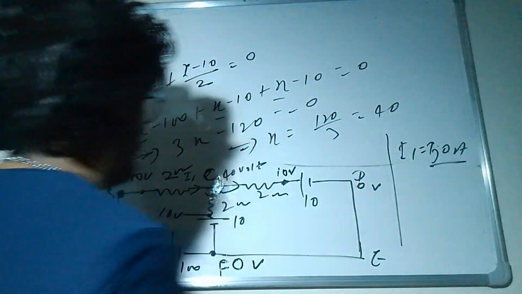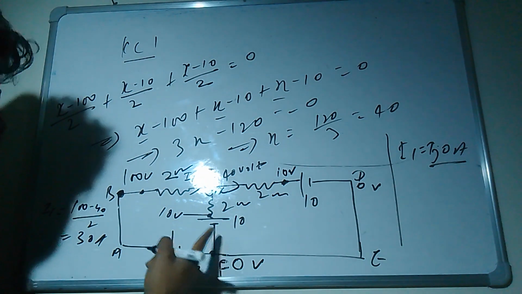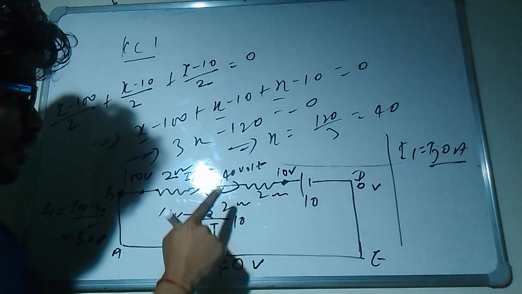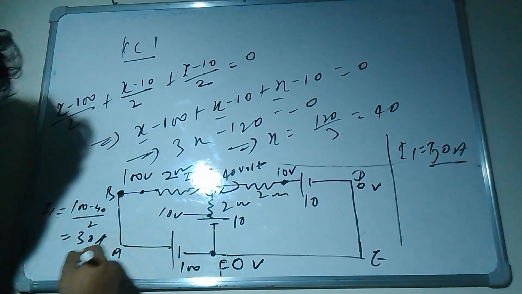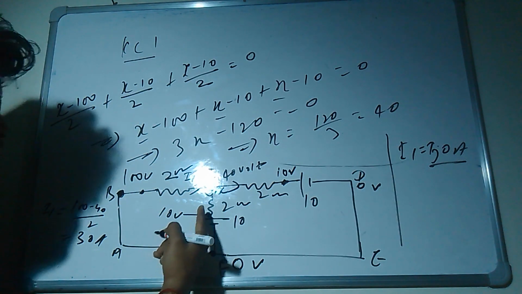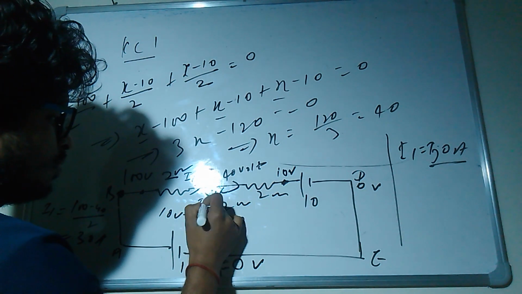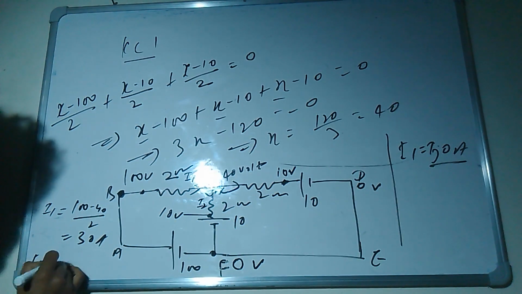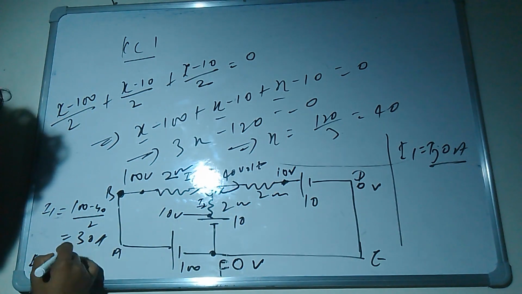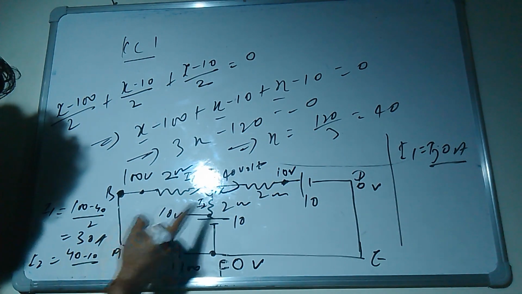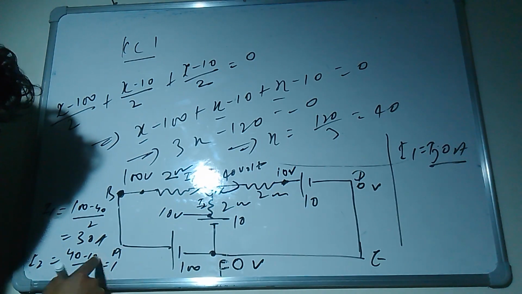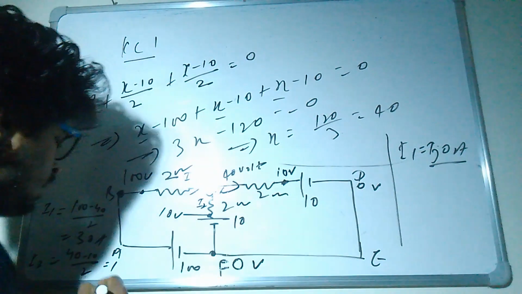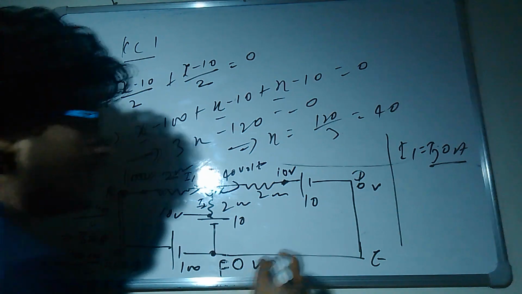Now see, here you need to find out the current. So this is 40 volt and this is 10 volt. You need to find out this, I'm assuming this as I2. So what is I2? 40 minus 10 divided by 2. So this will be 40 minus 10 is 30 by 2, 15 ampere. So I2 is 15 ampere.